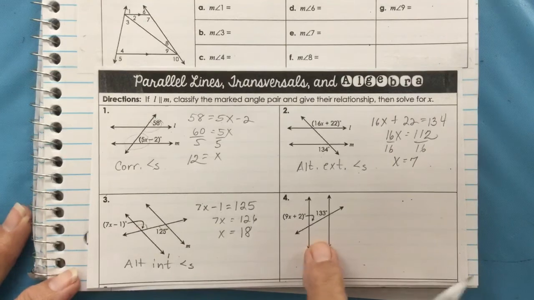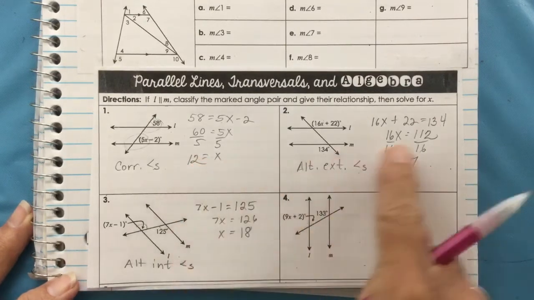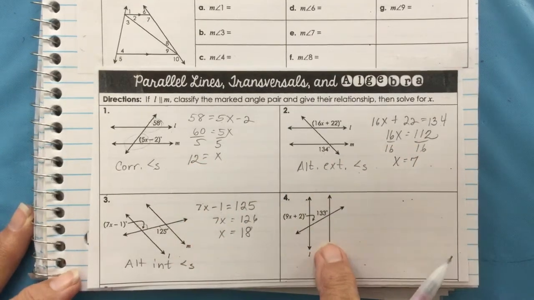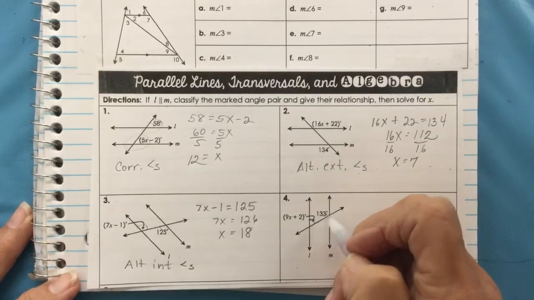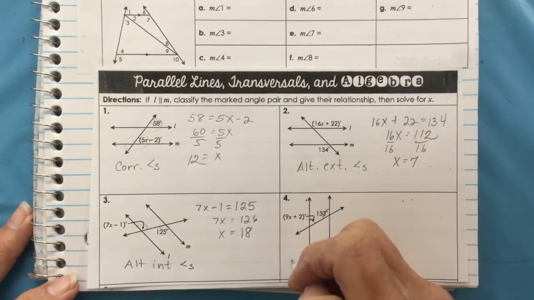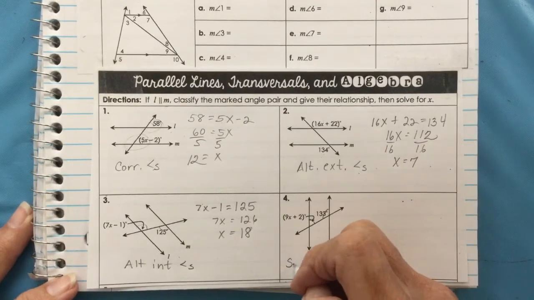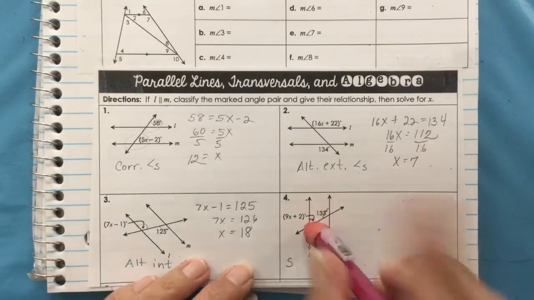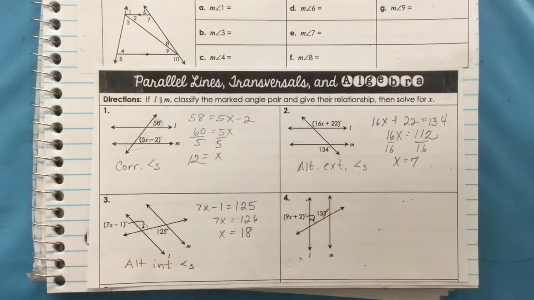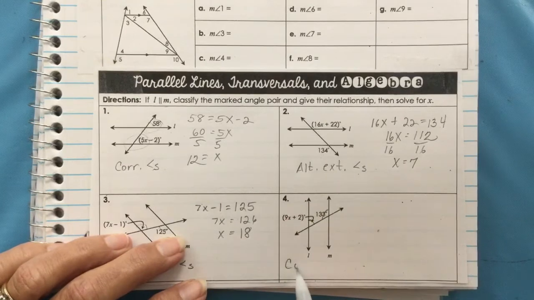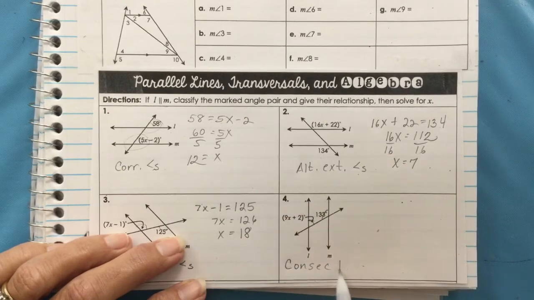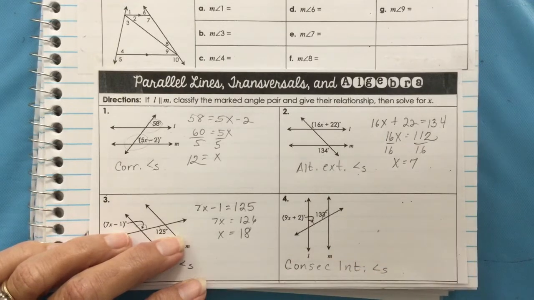I'm going to save this one for you to do. No, you know what? I'm not, because it's a little different. These were all congruent. This one's not congruent. This one is same side interior angles. So if they are on the same side, we want to call that consecutive, sorry. They are consecutive interior angles. And so they add up to 180. They are not congruent, they're supplementary.